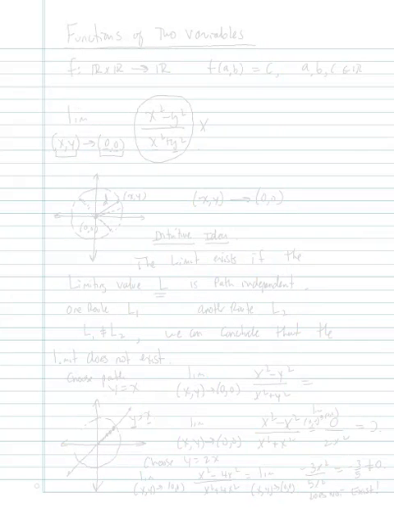Today we're going to look at functions of two variables and limits and see if limits exist. This is a continuation of our discussion on limits of functions in two variables. Recall, in two variables, f is a function that takes R cross R into R, defined as follows: f of (a, b) equals c, where a, b, and c are real numbers.